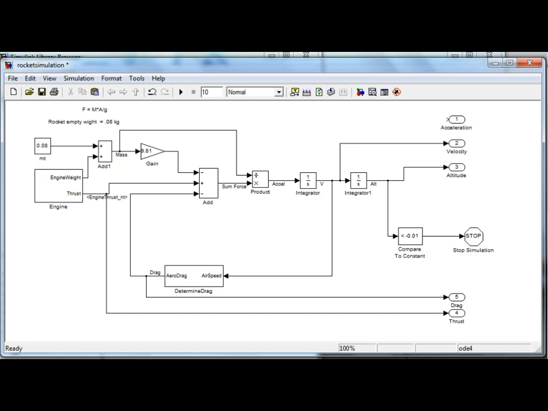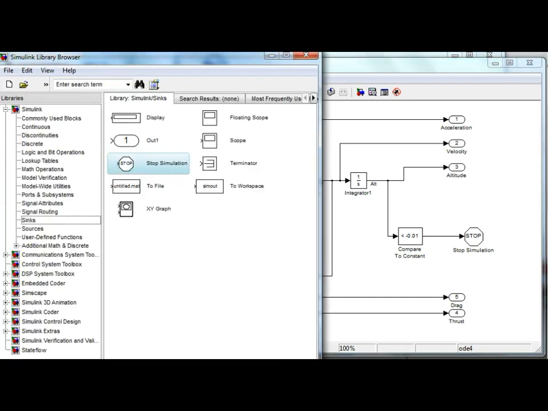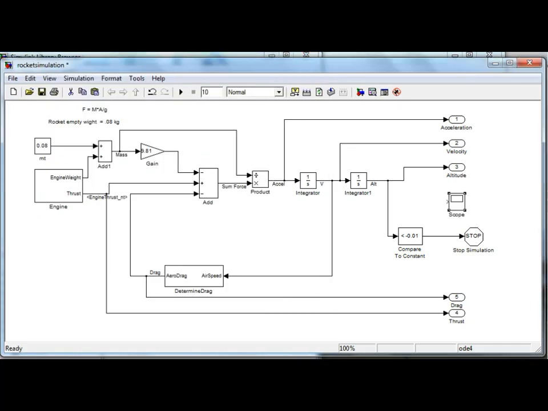Now here I have all the data going to the workspace. Oops, this acceleration isn't connected. That goes right there. Now they're all connected. But sometimes I might want to just see what's happening right here in the model. I've got sinks open. I can put a scope there. I can connect it back to the altitude.